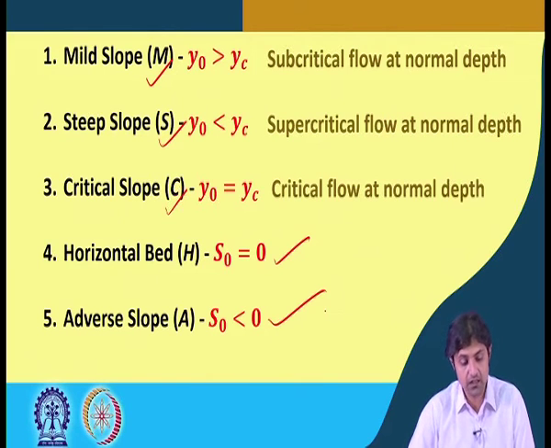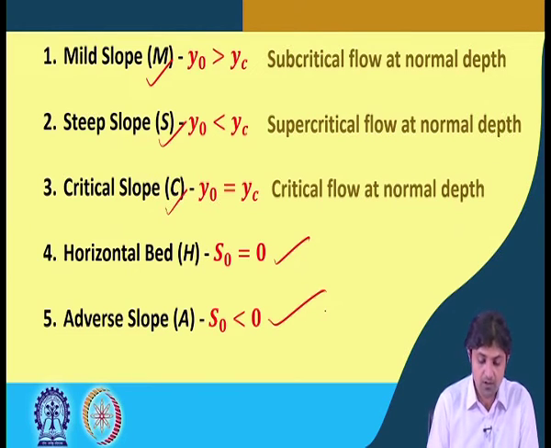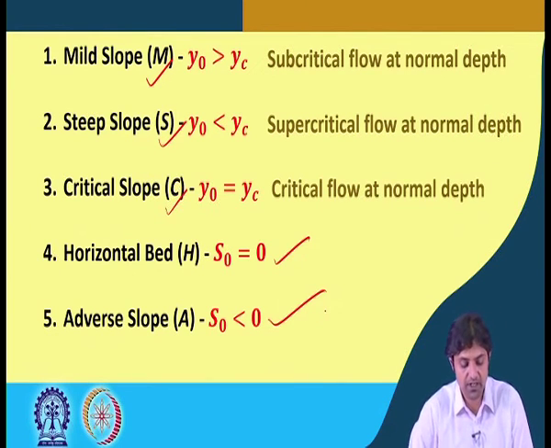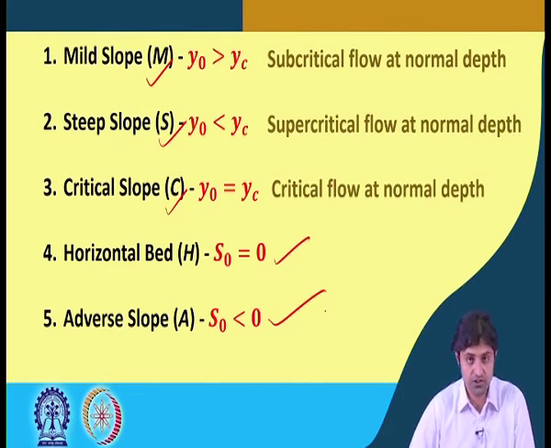One is mild slope channel, steep slope and critical slope. When the normal depth does not exist, it is simply defined either as the horizontal bed, because there is going to be no normal depth in a horizontal bed, and also in the case of adverse slope when the slope is less than 0. So it is just defined based on S naught itself, called horizontal bed and adverse slope. Mild slope, steep slope, critical slope, horizontal bed and adverse slope: M, S, C, H and A. This is important to remember.